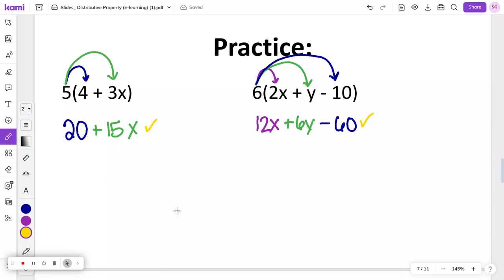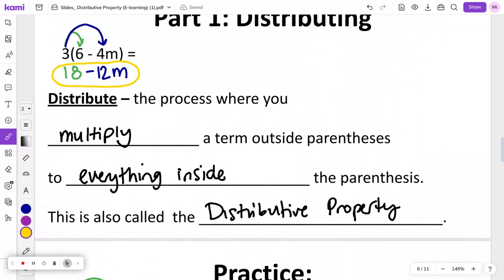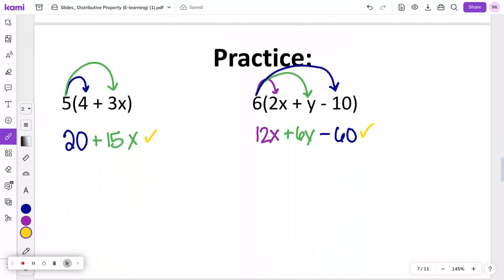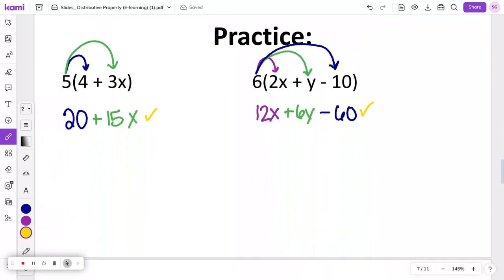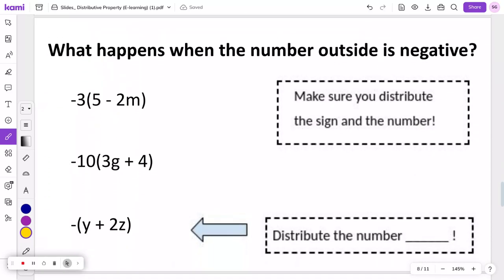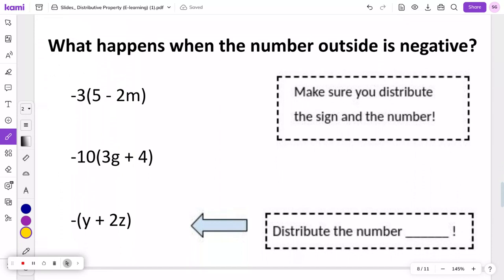For all of these examples we've done so far, the 3, 5, 6, all of those were positive numbers we were distributing. The second part of this is what happens if the number outside is negative. And if it's negative, you do the same steps, you just want to be really careful with multiplying that negative sign. So for example, this first one, I need to distribute a negative 3.